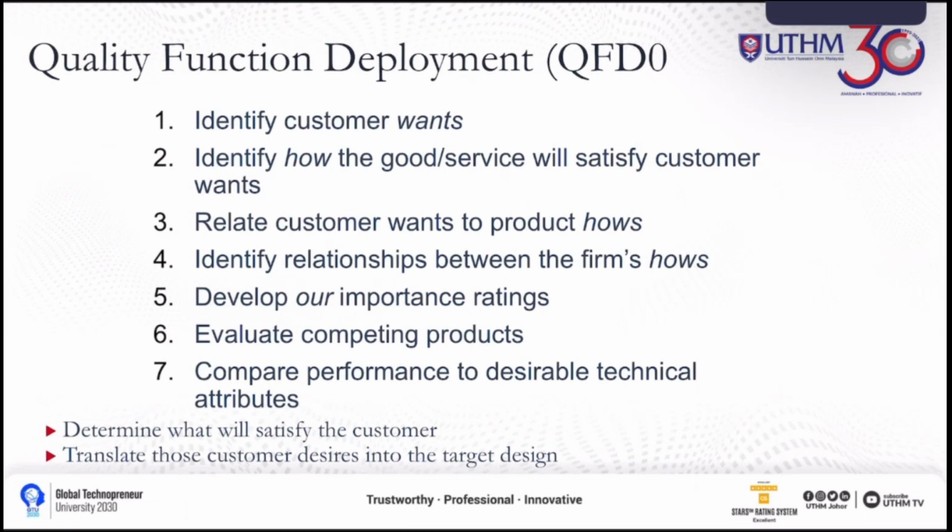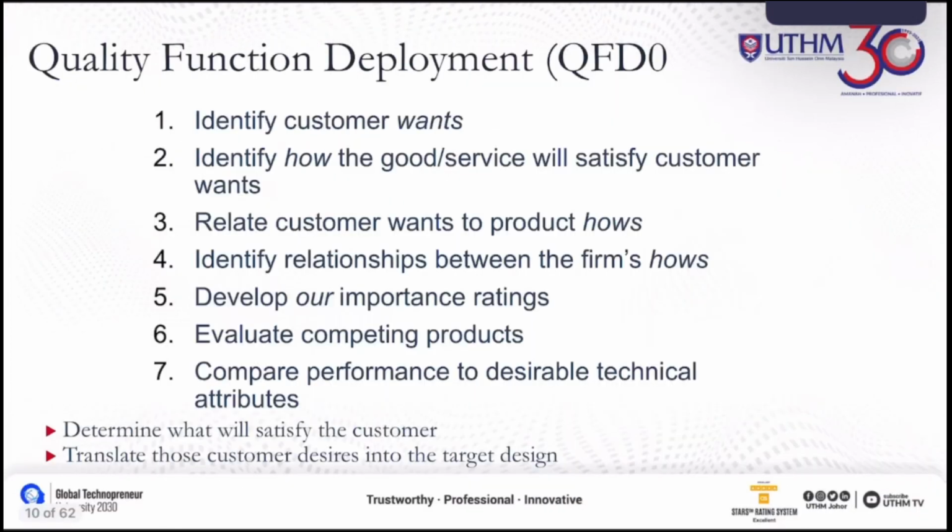Now we move to the next one, which is quality function deployment. Here we want to determine what factors will satisfy the customer. If you want to produce a product, what will satisfy the customer? For example, chocolate. What will satisfy the customer? So we translate those customer desires into the target design.